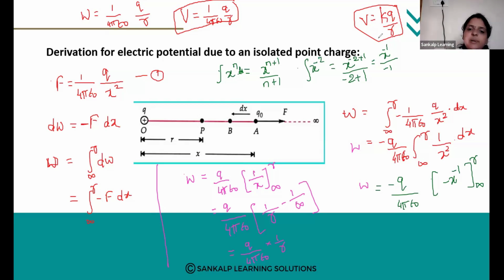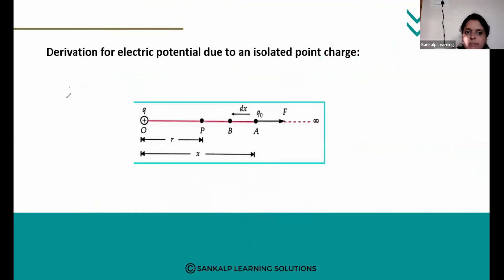Okay. So in the previous point, I told you a point. So I'm clearing this one. So our final expression is what? The potential is equal to what? 1/4 pi epsilon naught Q divided by R, or V is equal to K into Q by R, because K is equal to 1/4 pi epsilon naught.